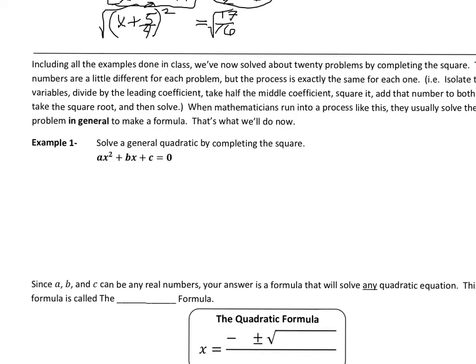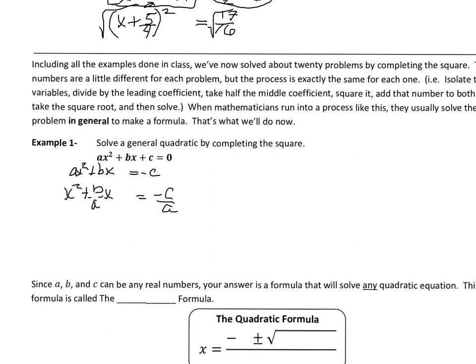We're going to use the exact same steps we just did. We subtract c from both sides and then divide by a. If we subtract c, we get ax squared plus bx equals negative c. Then we divide by a, so we get x squared plus b over a x equals negative c over a. Now we're ready to complete the square.